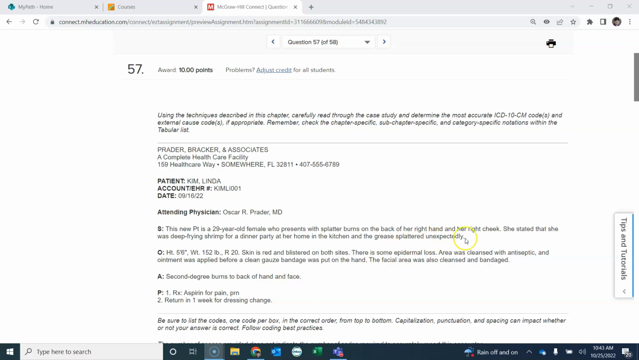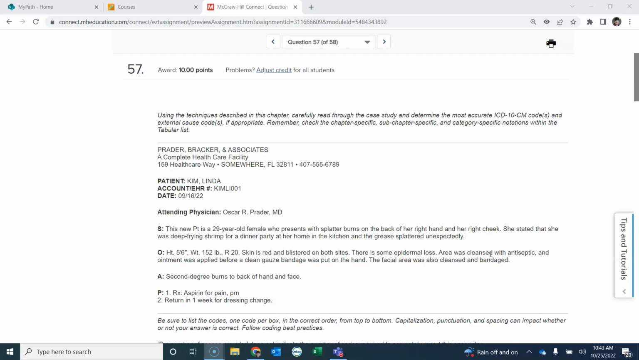Now we got to do a code for the burn of the cheek. So this says face, but up here it specifically says cheek. So let's go to burn. And you can go to face, and then it's going to take you to head, et cetera, et cetera. But if you look at burn and then do the first indentation as cheek, there is a code for a burn to the cheek, second degree, T20.26. So I did that rather than do the head and all that good stuff.